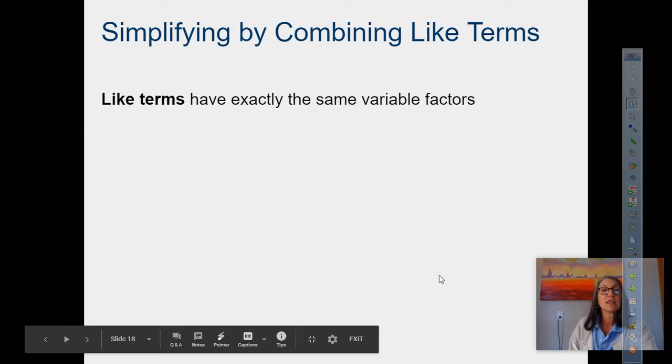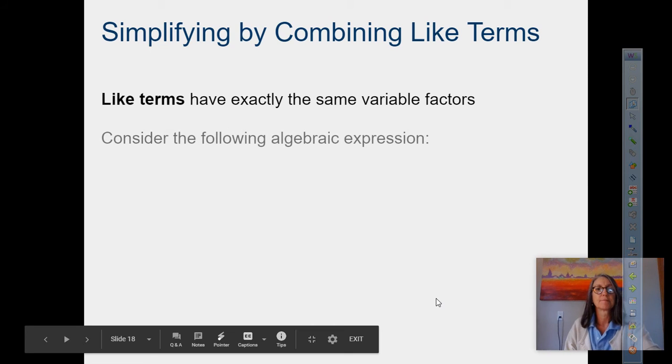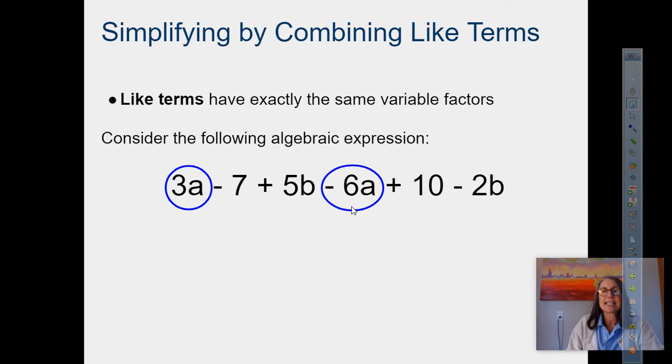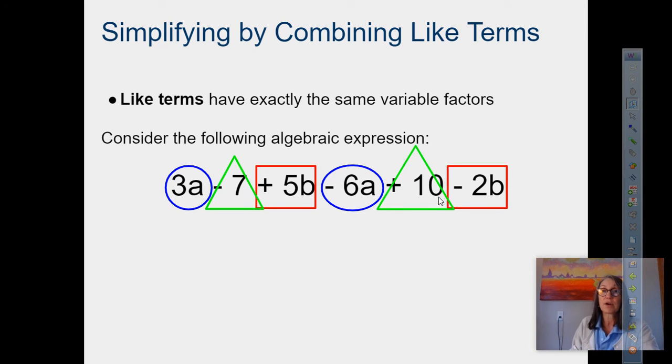So, like terms have exactly the same variable. That is to say, if constants have no variable at all, well, that's the same variable. Consider the following expression here. 3a is like negative 6a. 5b is like negative 2b, not because of their coefficients, but rather because of their variables, a and b. And these two are constants and they have no variable at all.